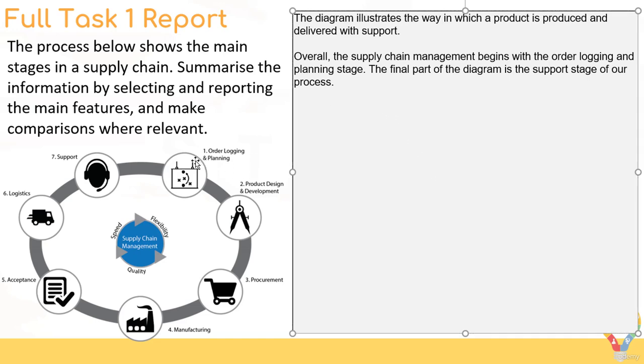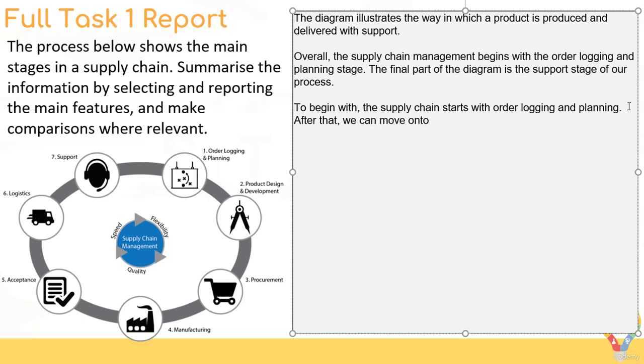So our first group is stages 1 to 4. And quite simply, to begin with, the supply chain starts with order logging and planning. Okay, so then we can use our next sequencing word, our time opener. After that, we can move on to the product design and development stage.